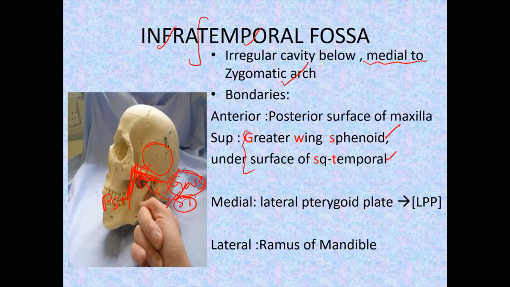Medially, it is the lateral pterygoid plate. The medial boundary of the infratemporal fossa is the lateral pterygoid plate. Laterally is the ramus of the mandible. This is the ramus of the mandible that is present laterally.